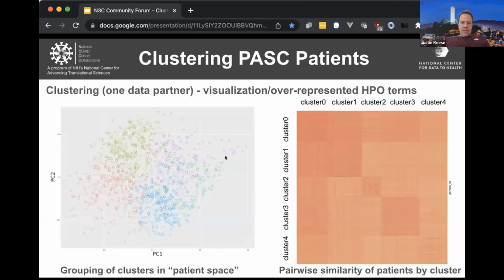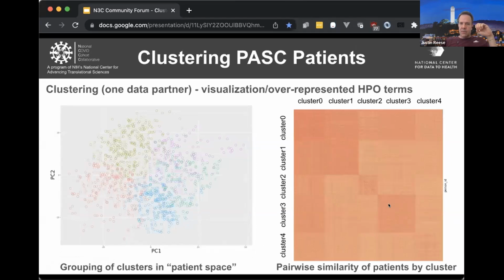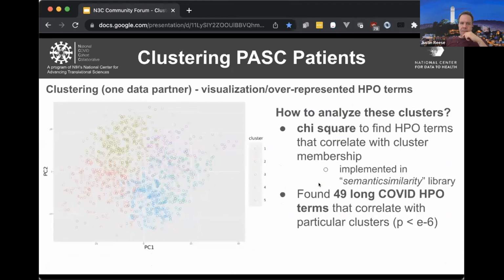Here's kind of what the data looks like. This is, in some sense, the space over which we're clustering. This is the first and second principal component of the patient similarity matrix that we're using to cluster on. Here I'm showing you the pairwise similarity of patients of that same matrix, but it's organized by clusters. So here's cluster 0, 1, 2, 3, and 4. You can see these off-diagonal signals of how similar cluster 0 is to 1, 2, 3, 4, and so on.